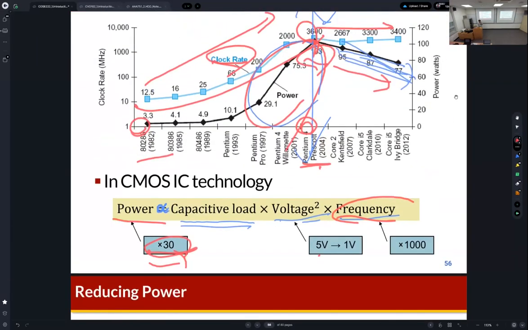So we learned that the power consumption is related to the capacitive load in the capacitor, and that capacitive load is proportional to the area of our circuit. It means if the CPU area is increased, then the capacitive load is also increased. Then there is the scale of voltage, and then frequency.